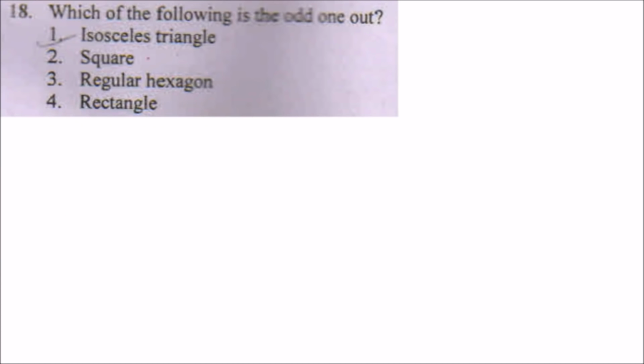Next question. Which of the following is the odd one out? If we see here, in the isosceles triangle, two sides are equal, one side is not equal. In the square, all sides are equal. In the rectangle, at least the opposite sides are equal. In the hexagon also, the sides are equal. But the isosceles triangle is the odd one out. So the answer should be isosceles triangle.